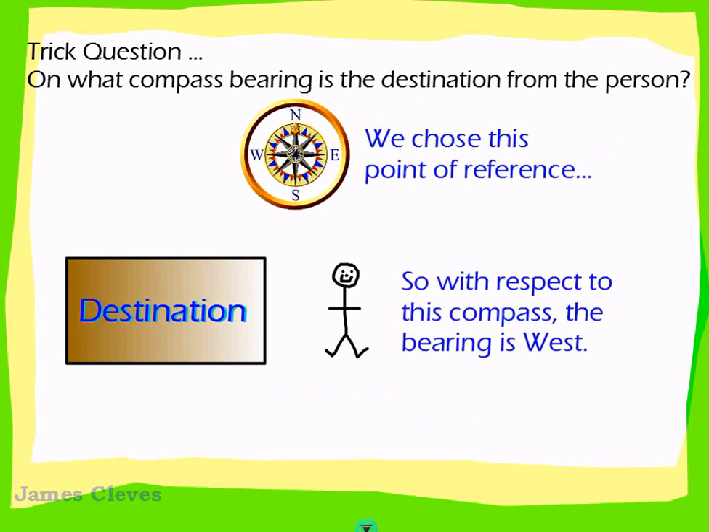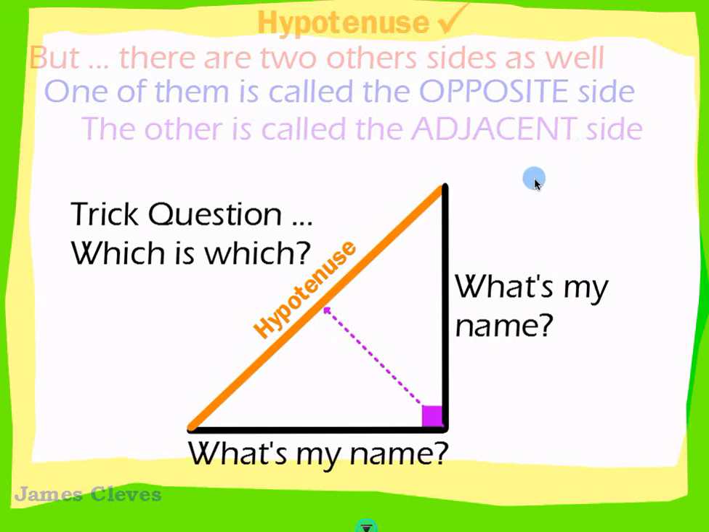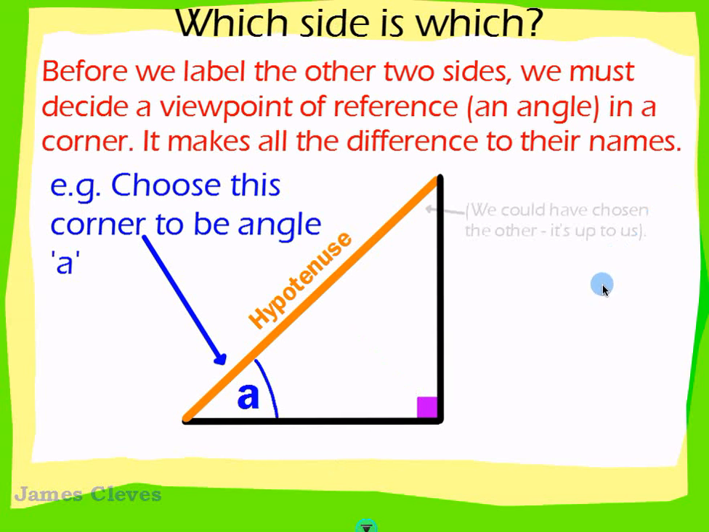So if we choose one of them, say this one, we can easily say that his destination is in the west bearing, or the westbound heading, if you like. And that's similar to triangles, because first of all, before we define what the lengths are called, we have to decide which angle we're going to use. You don't use the right angle. You can either use this one here or this one here, and it's just a case of choosing one of them. So we've decided our viewpoint, which is like deciding the compass that we chose earlier.